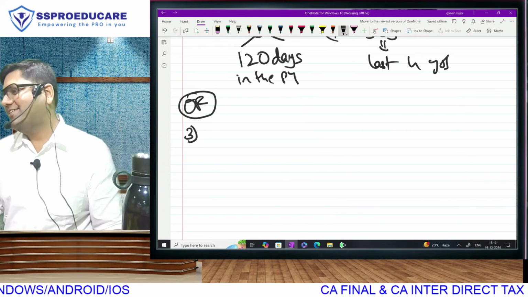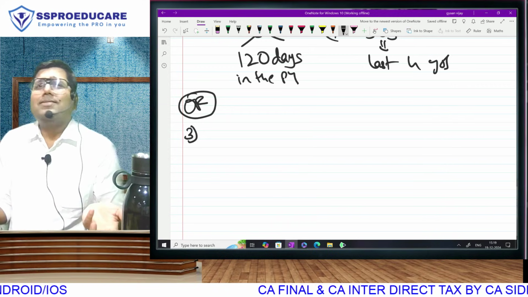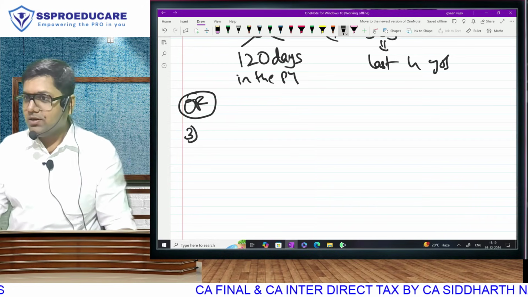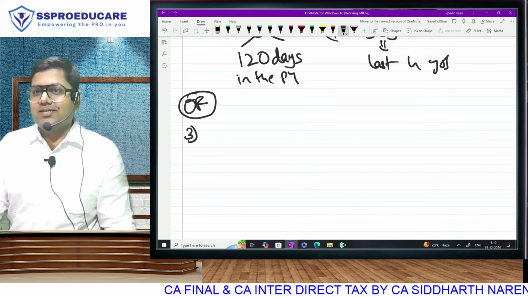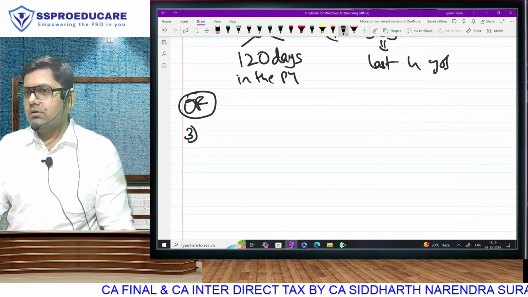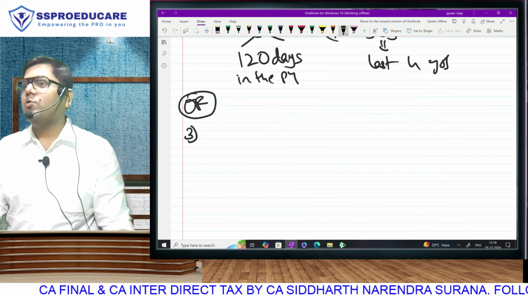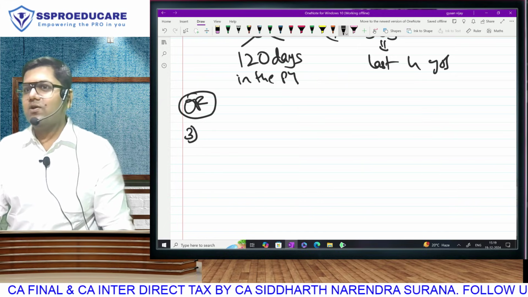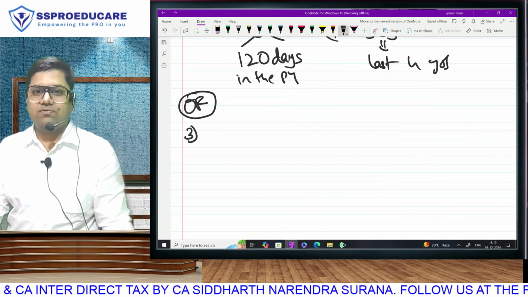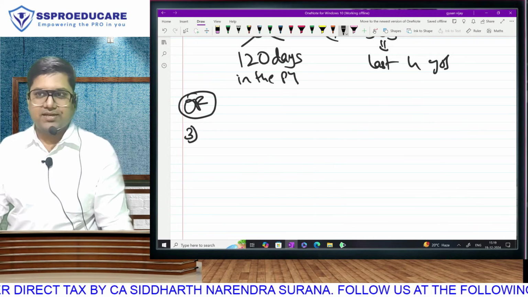Condition number 3. Of what? Of individual. Residential status of individual, step number 1. Step 1 is resident, non-resident. Step 2 is ROR, RNOR. We are not yet into step 2. We are still in step number 1. In step number 1, what are we doing? Residential status of individual. Deciding whether resident or non-resident.